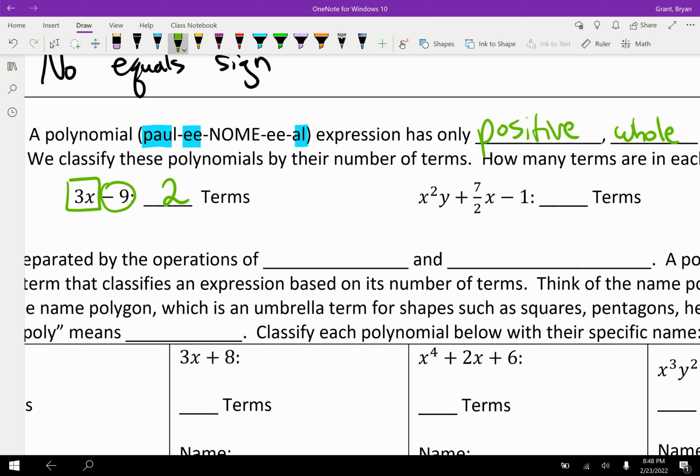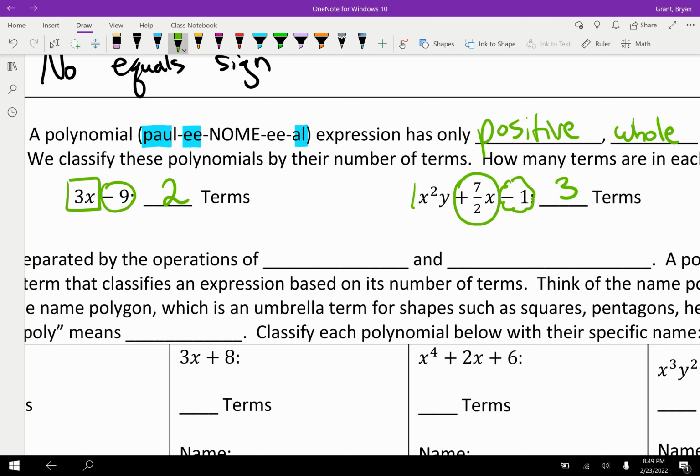What about x squared y plus 7/2 x minus 1? Well, we have this x squared y, this 7/2 x, and this minus 1. There are 3 terms. Now, some of you might have said, ooh, x squared y, isn't that 4 terms, right?